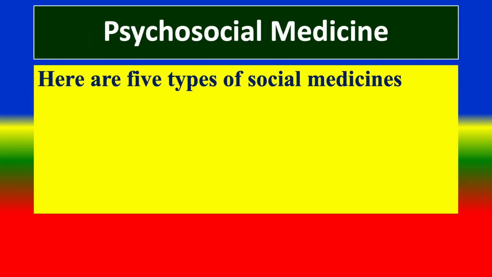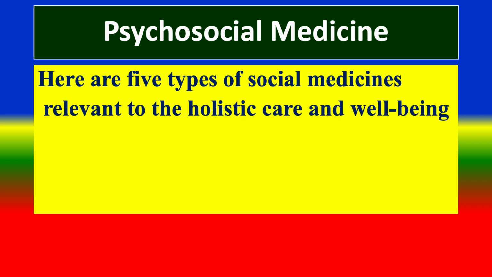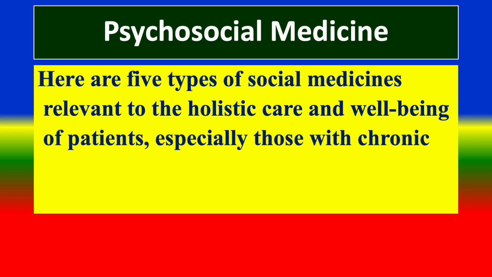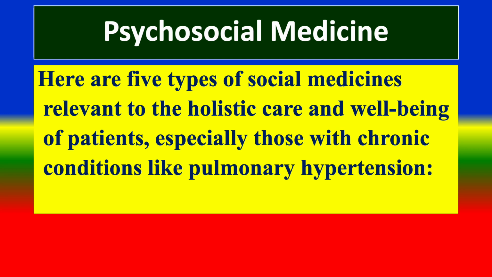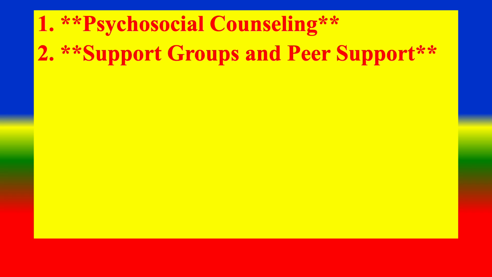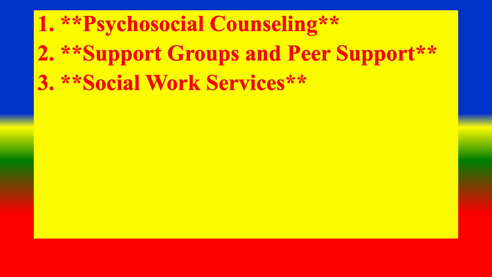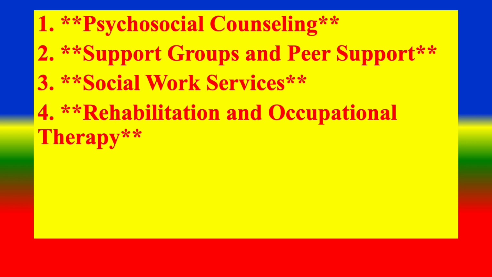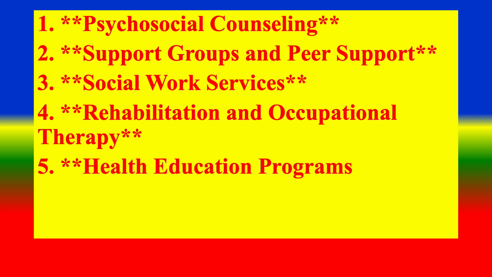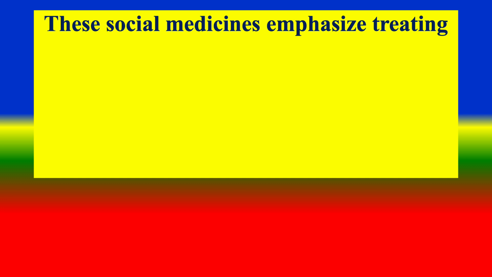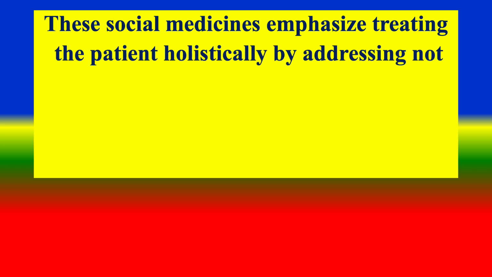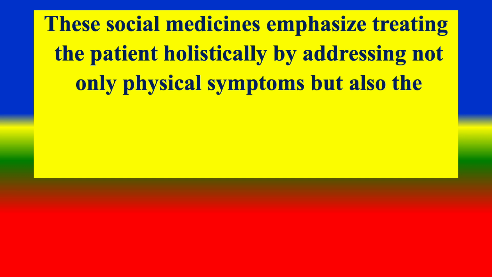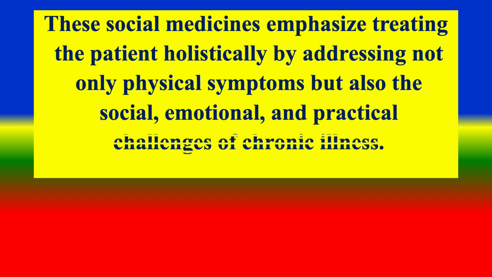Psychosocial medicine. Here are 5 types of psychosocial support related to the holistic care and well-being of patients, essential for those with chronic conditions like pulmonary hypertension. 1. Psychosocial counseling. 2. Support groups and peer support. 3. Social work services. 4. Rehabilitation and occupational therapy. 5. Health education programs. Psychosocial medicine emphasizes treating the patient holistically by addressing not only physical symptoms but also the social, emotional, and practical challenges of chronic illness.